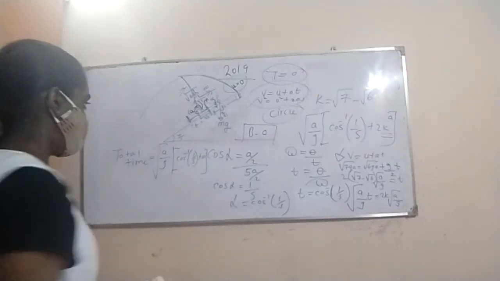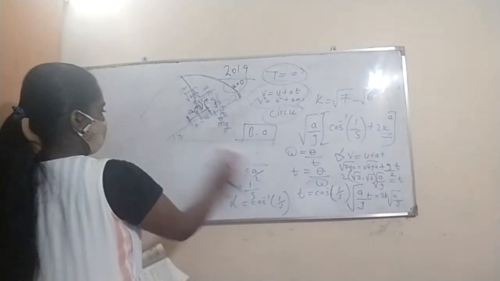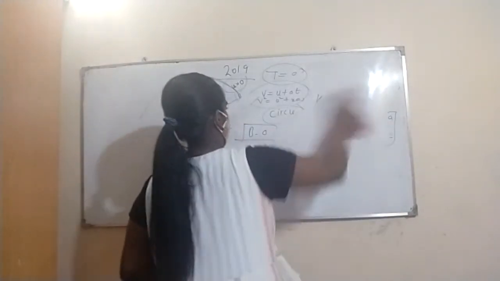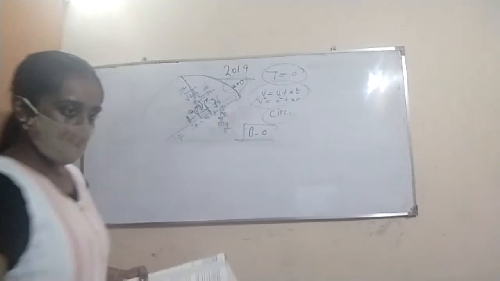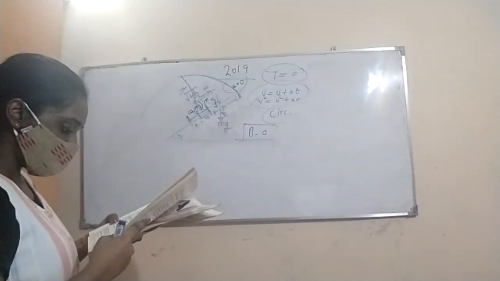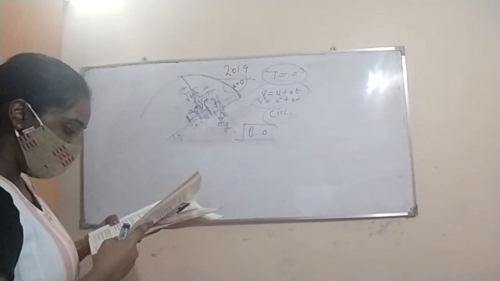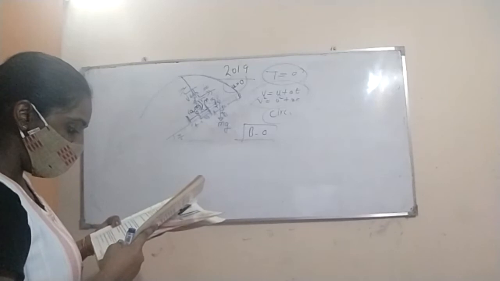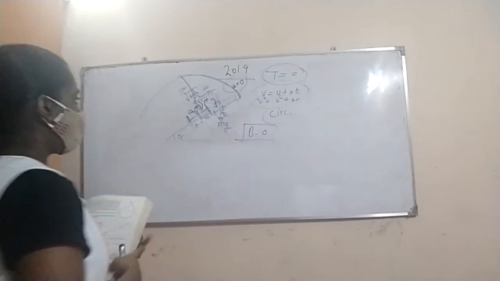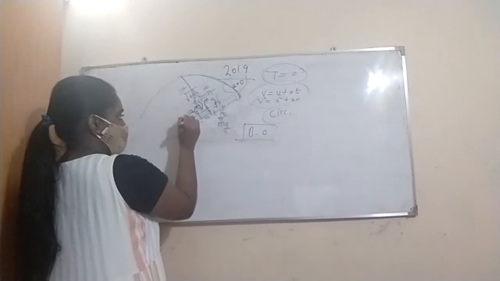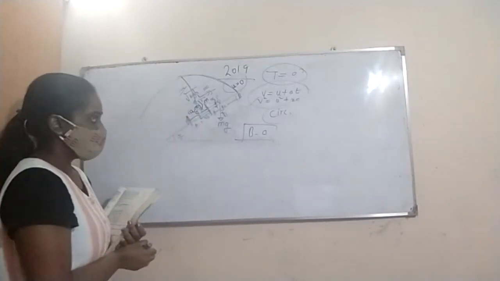So next one is the last part. What are they asking in the last part? They are asking: when the particle P reaches O, it strikes a smooth barrier fixed at O perpendicular to the plane. The coefficient of restitution between P and the barrier is E. So what is happening is it is coming and there is a barrier like this. Can you see here? Yes.